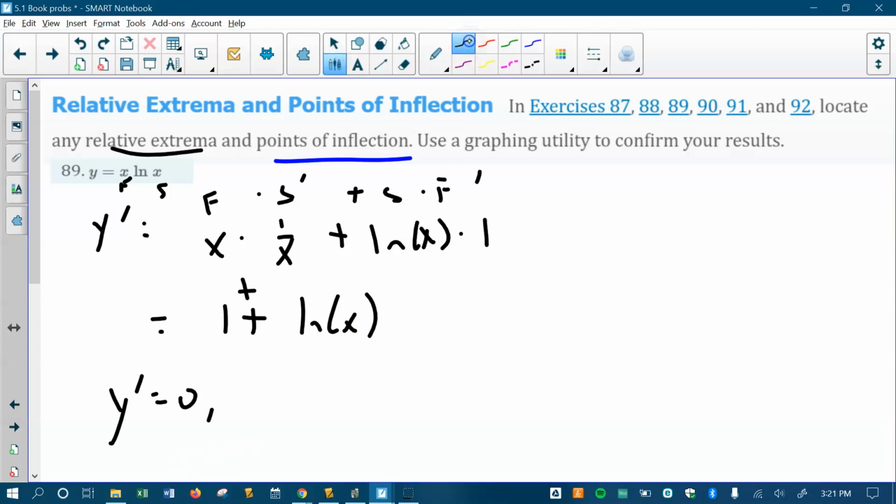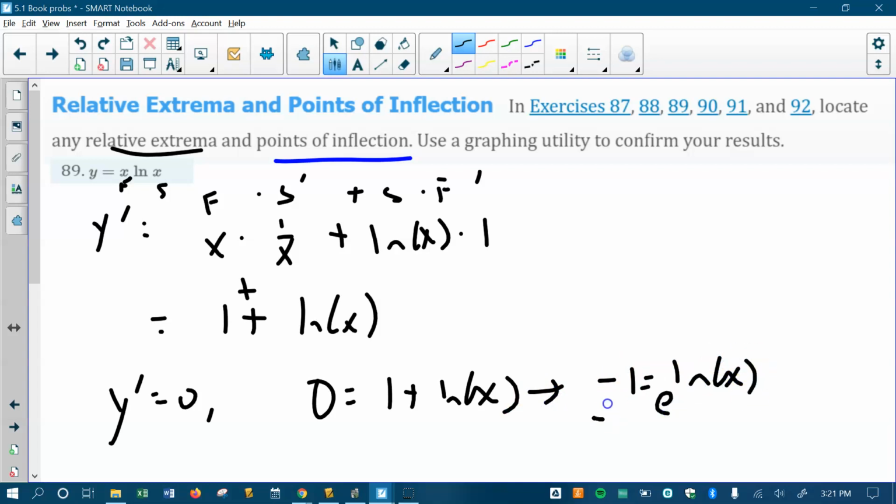The first derivative set equal to 0 is 0 equals 1 plus ln of x. We move the negative 1 over, so negative 1 equals ln of x, and we exponentiate. We get x equals e to the negative 1.